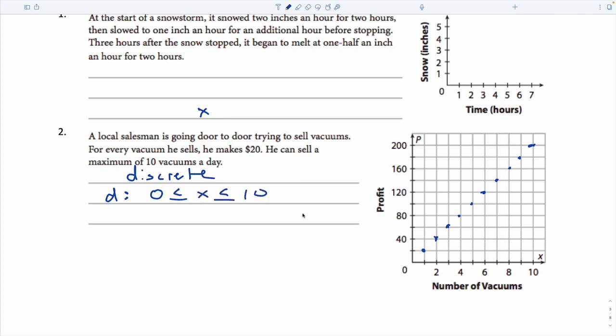Good. What's the range for this one, Kieran? 0 is less than or equal to x, and 200. All the way up to 200.